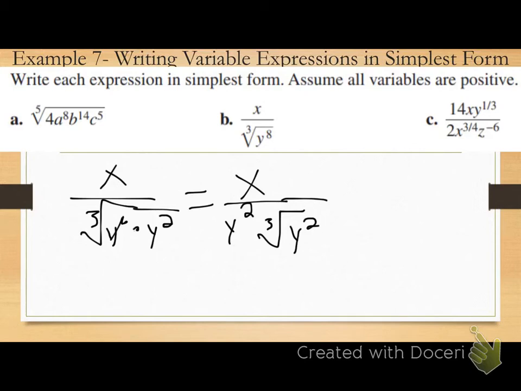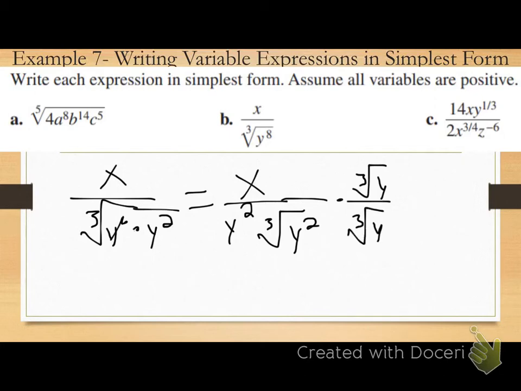We want to get this to something that I can take the cube root of, right? So what's the next multiple of 3 above 2? 3. So what can I multiply that I'd get y cubed under my radical? The cube root of y, right? So let's multiply by the cube root of y over the cube root of y.